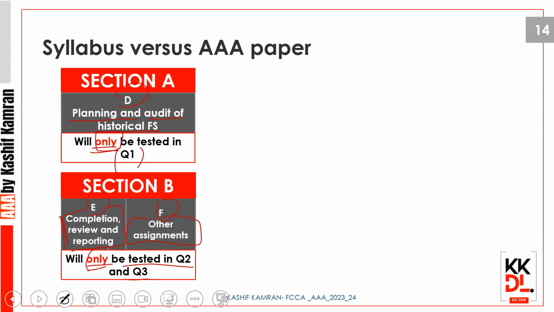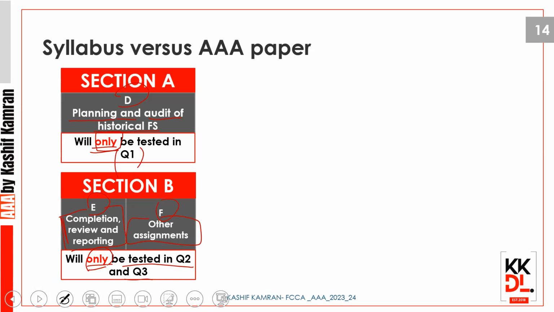Again, look at this word only. So can you find syllabus area E and F in section A? No. So can you find a question in section A which touches the syllabus area E and F? Never. So in section B, there are two syllabus areas which are extremely important, because the examining team is saying they will only be tested in question two and three. So E and F become important.